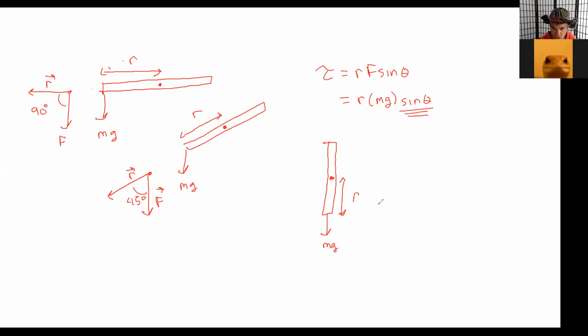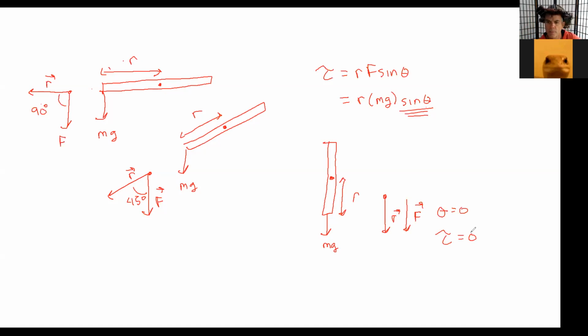And then when it's hanging straight down, my r vector points down, my F vector points down, so the angle I would use would be 0 degrees, which produces no torque, which kind of makes sense, right? If I have something that's free to pivot and I hang a mass off the end, it's not going to cause it to rotate if it's already hanging straight down. I'm going to have the maximum torque when it's horizontal, but as it's swinging, the torque is going from some maximum value to 0 when it's completely vertical. Okay.